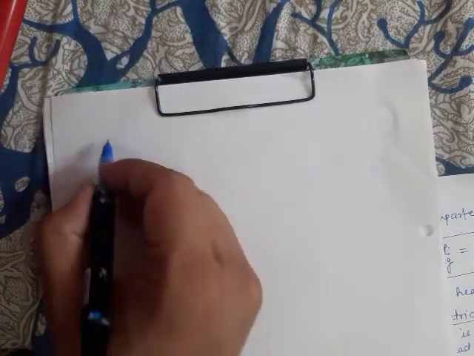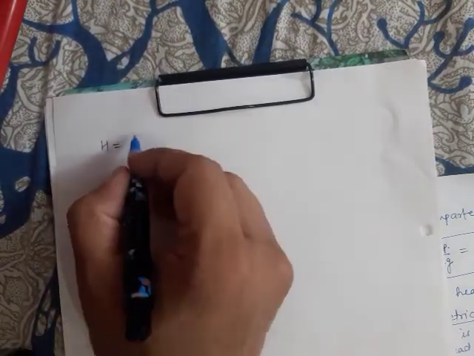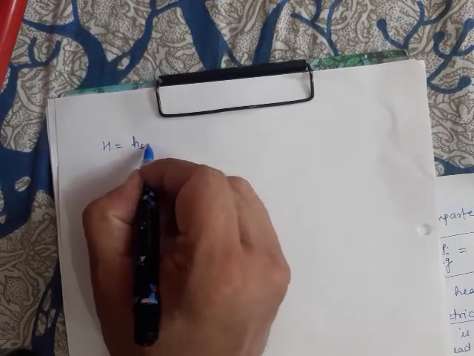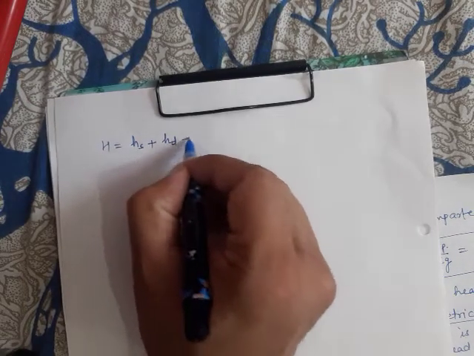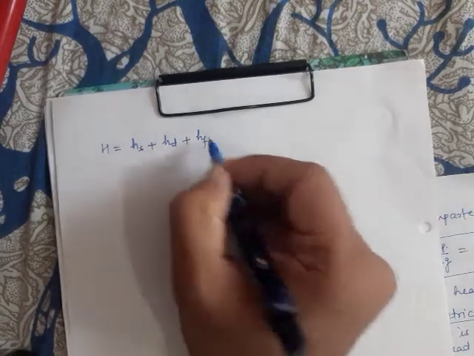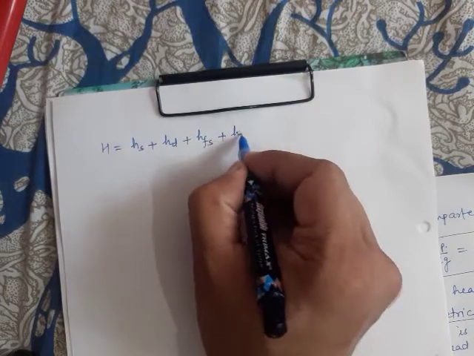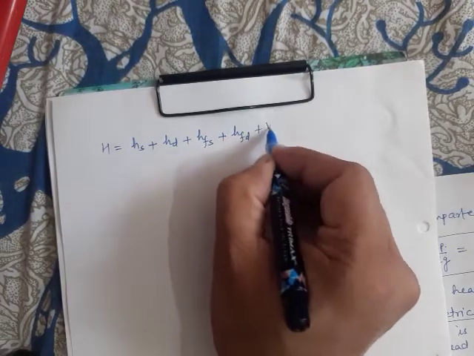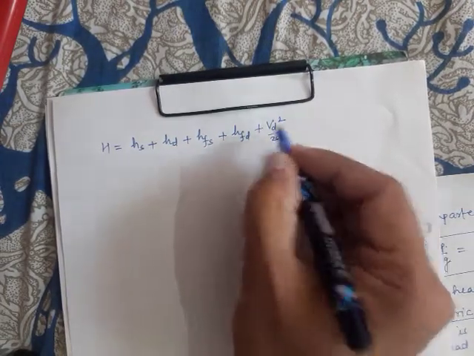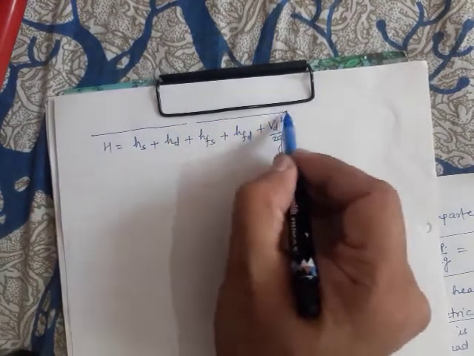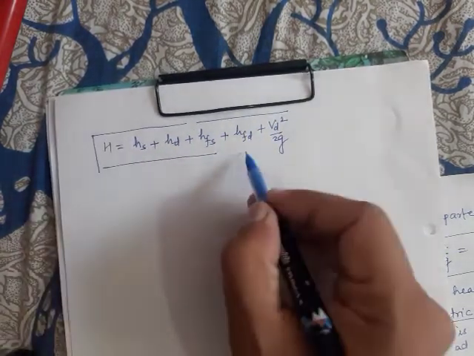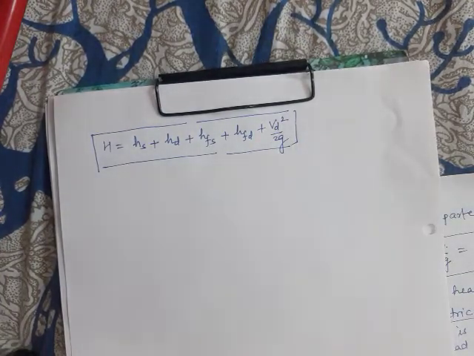Now, another formula for manometric head you can write. This formula I would like you to derive yourself. The manometric head is also given by HS, that is suction head, plus delivery head, plus head loss due to friction in the suction pipe, plus all the head losses in the delivery pipe, plus VD square by 2g. This is another formula for manometric head which you can derive yourself.